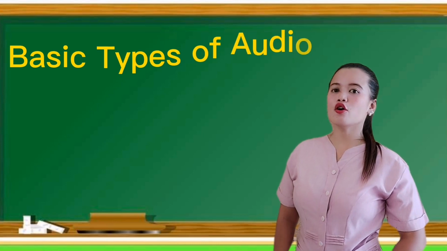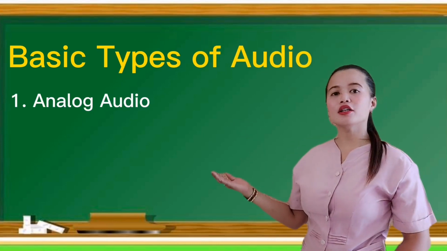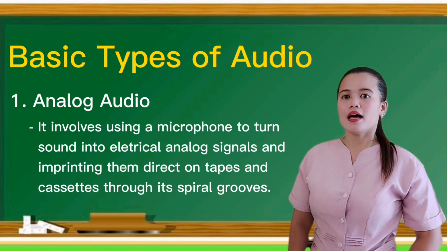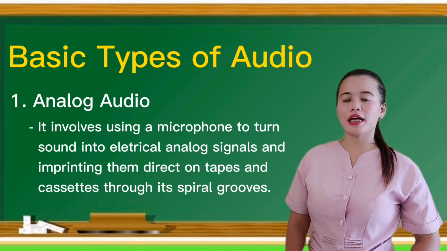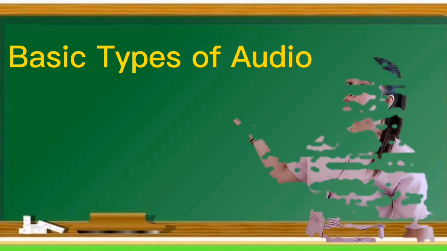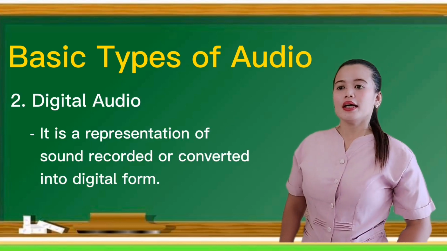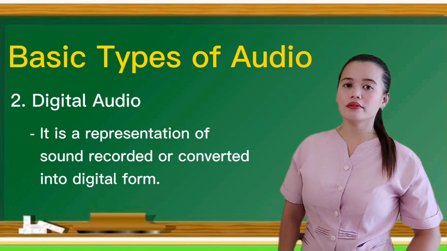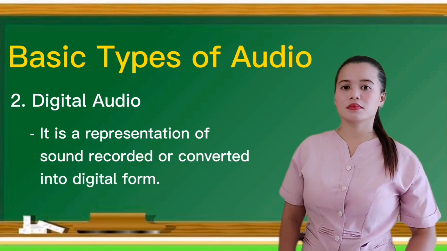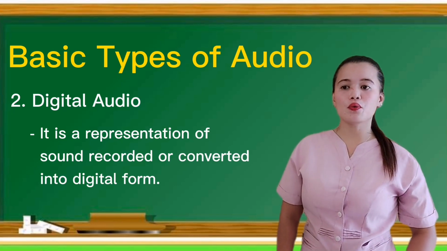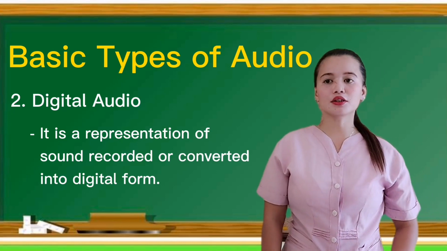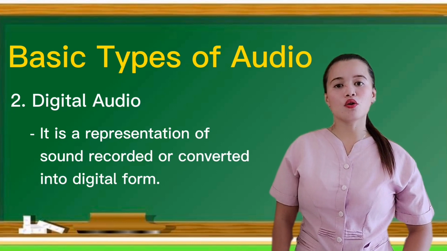Analog audio involves a microphone to turn sound into electrical analog signals and imprinting them directly on tapes and cassettes through spiral grooves. Digital audio is a representation of sound recorded or converted into digital form. Examples of digital audio are the MP3 player, the hard drives, and also files uploaded online.